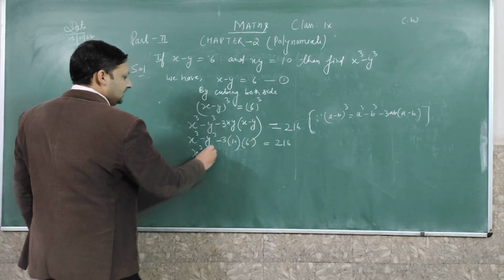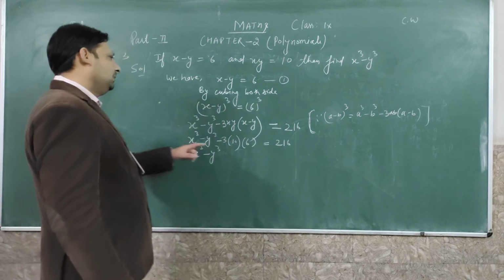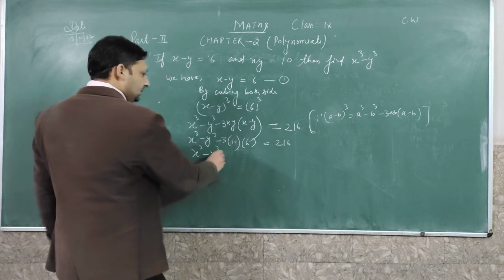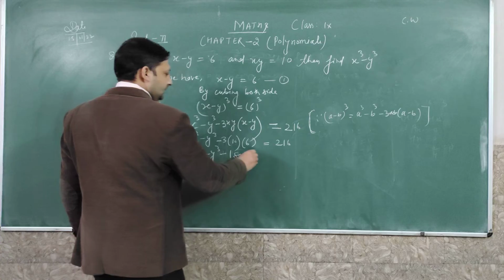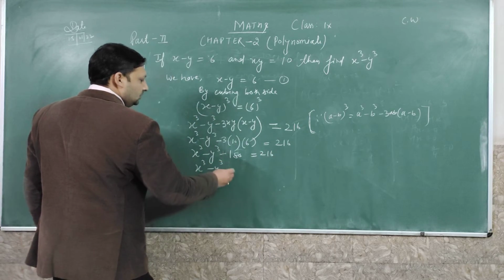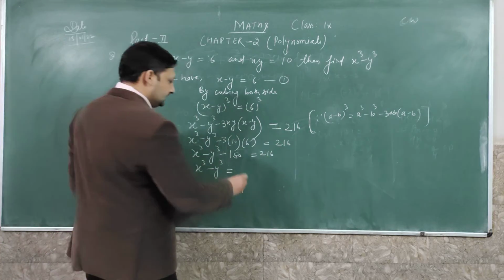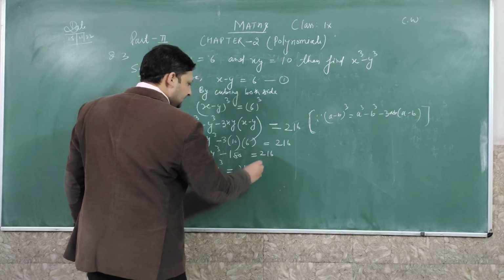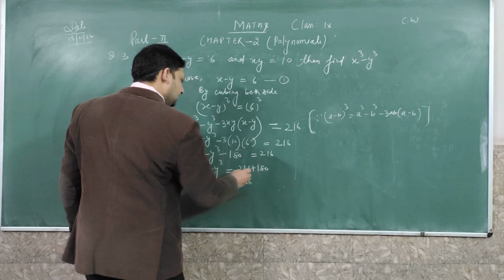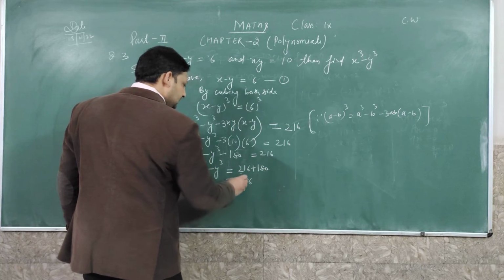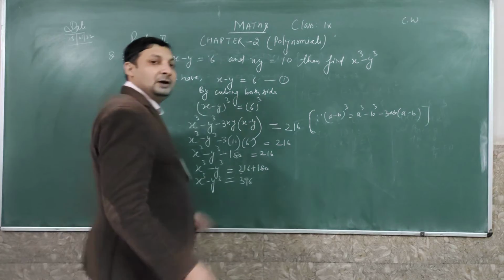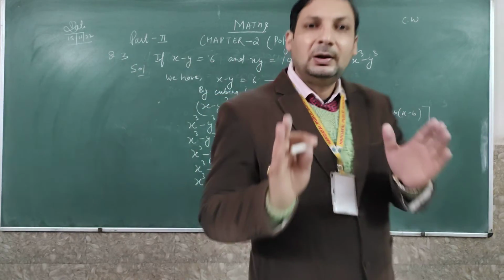x cube minus y cube will stay the same. Now we will multiply. 6 times 3 is 18, 18 times 10 is 180, equal to 216. It means x cube minus y cube equal to, minus goes to plus, 216 plus 180, that will be 396. 396 is the right solution of a cube minus b cube, that is x cube minus y cube.